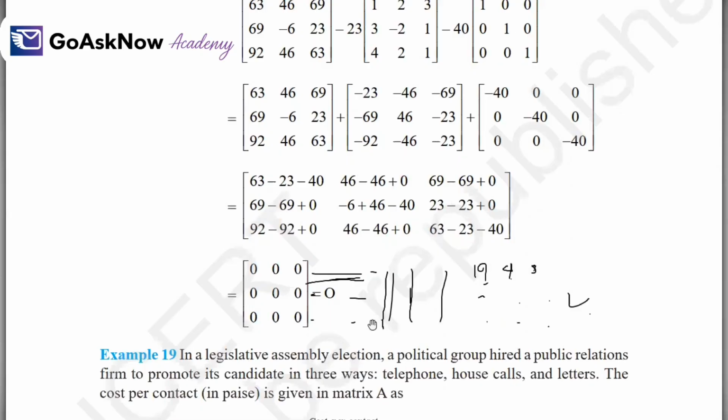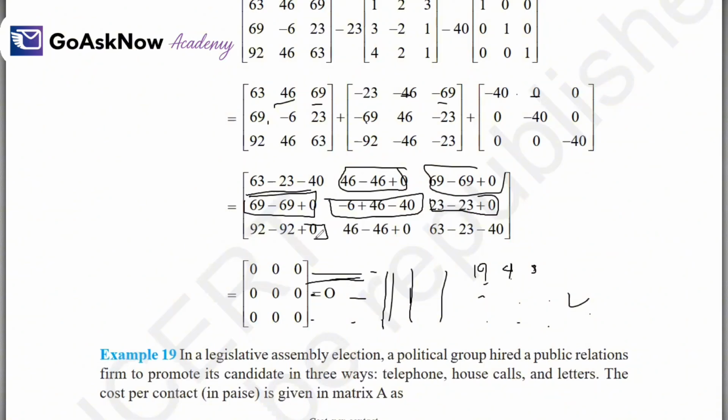You will get 63 minus 23 minus 40 as the first element. Okay. Here you can see that this is the first element. Then 46 minus 46 plus 0 is the second here. Then 69 minus 69 plus 0 is here. Similarly, here you can see that 69 minus 69 plus 0 is here. And here also minus 6 plus 46 minus 40. Then here also. So you can all find out these values. And I assume that you can do the calculation part. Just write it like that.